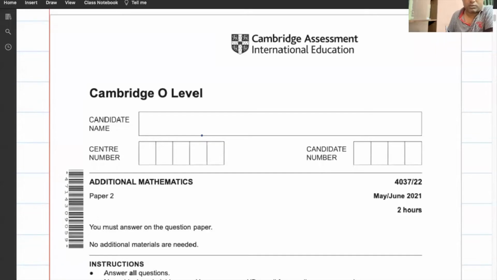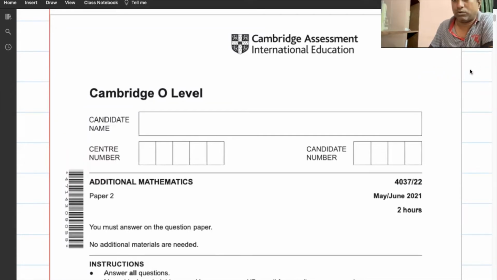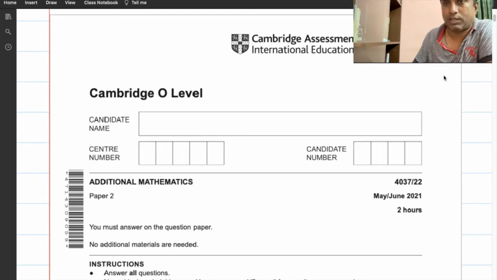Hello, I'm here today to explain Cambridge Additional Mathematics, Paper 2. So, these are the papers. This is 4037, variant 22, Paper 2. And the information is given here.